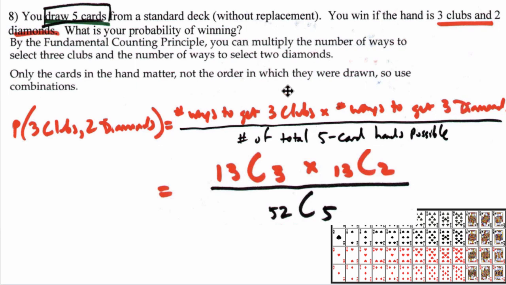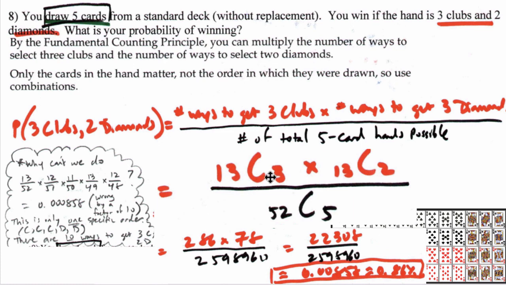So the ways to get 3 clubs, it's 13, because there's 13 different clubs. From those, I want to grab 3. Times, for each of those ways, I can also grab from 13 diamonds, 2. Right, I'm grabbing 2 of them. And so if I want to put those as numbers, there's 286 ways, right?